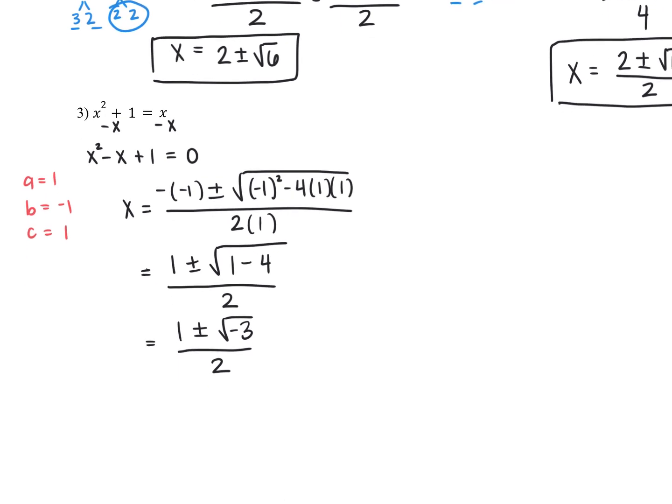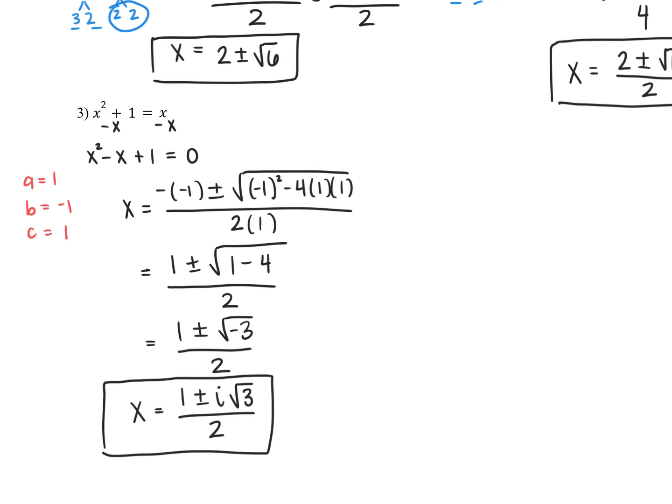So we know from previous sections that if I have a negative underneath the square root, my answer is going to automatically contain i. So we're going to get 1 plus or minus i square root 3 all over 2. The next step would then also be looking to make sure that my square root is simplified as much as possible. And 3 can't simplify, so this is going to be my final answer: 1 plus or minus i square root 3 all over 2.